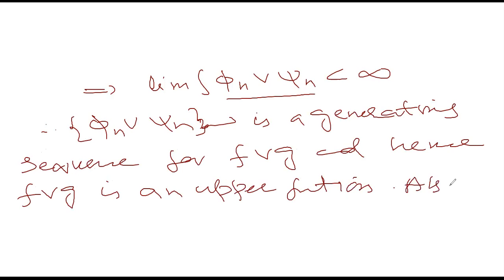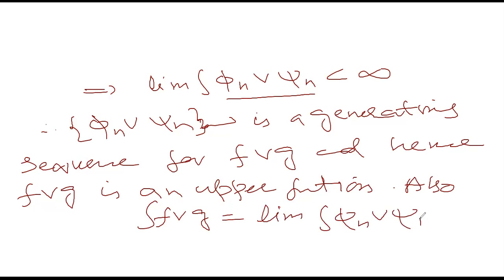Also, what's the integral? The integral of f join g is equal to the limit of the integral of phi n join psi n. So that proves all the three properties of upper functions. That was the end of the theorem.